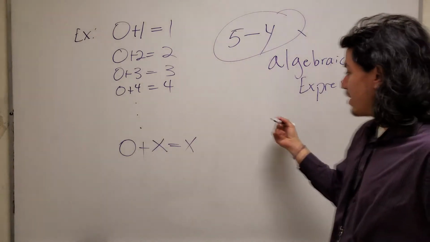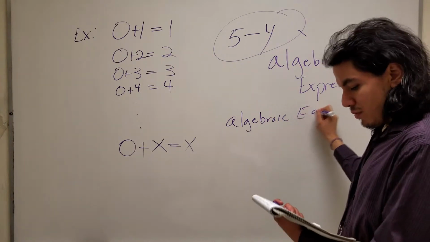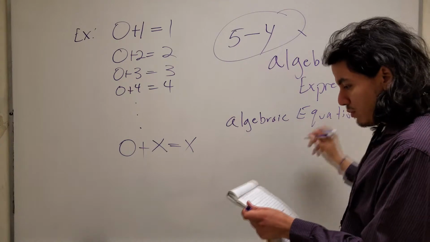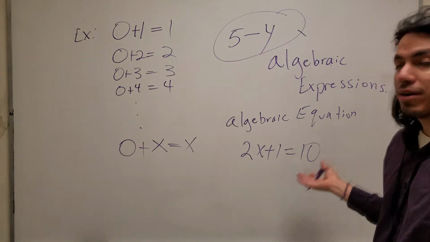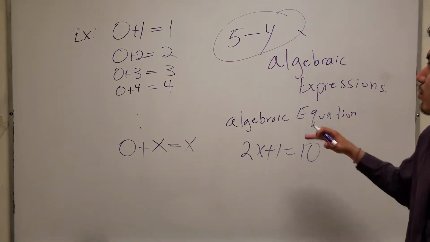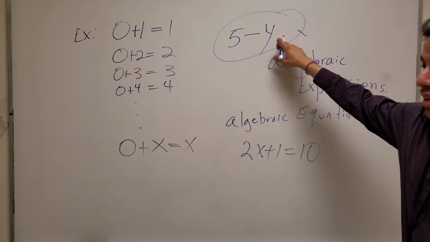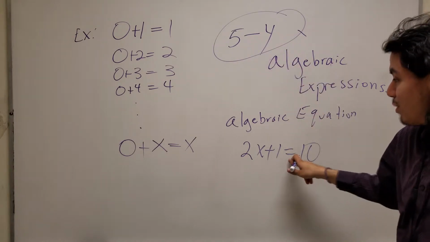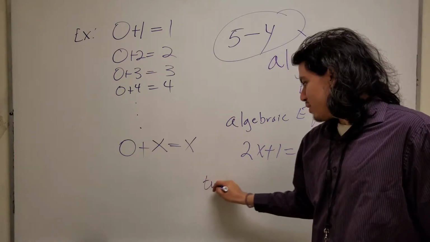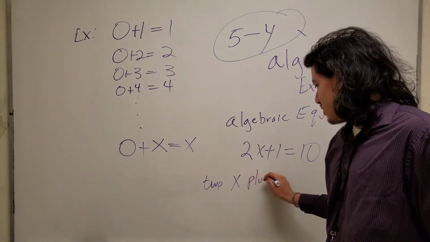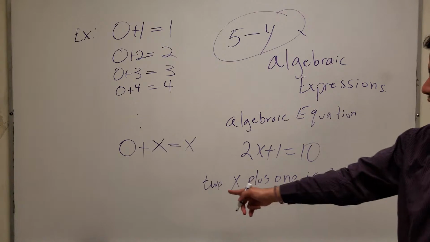What an algebraic equation is, though, would be something like this, something random. And what separates this from this is that this does not have an equal sign. This is not a complete thought. This is a complete thought. Because if you were to write it out, it would say 2x plus 1 is 10. You put a period. You see how that's a complete thought?